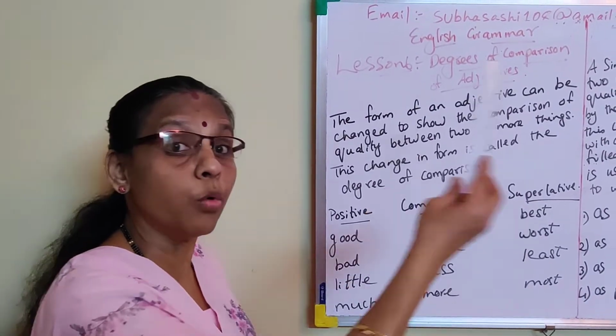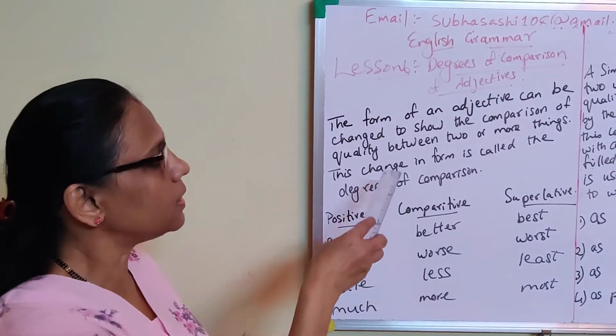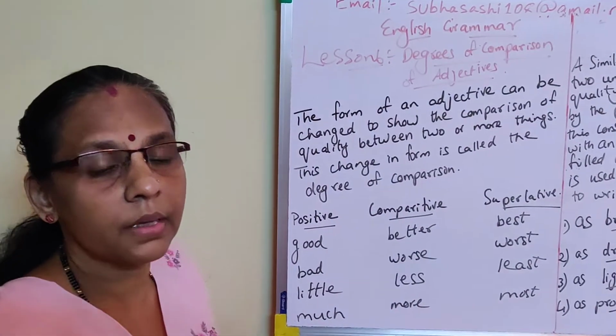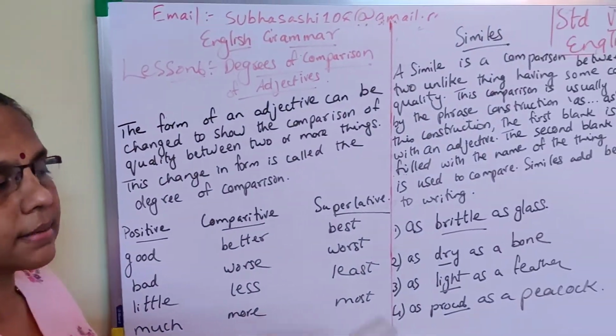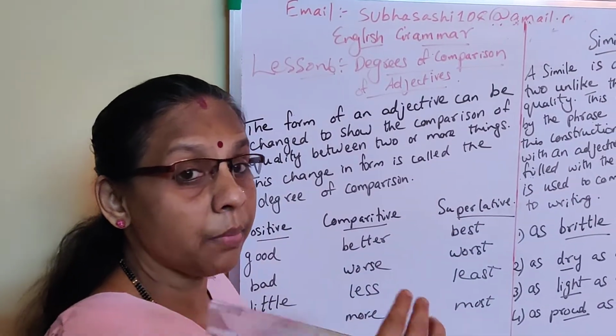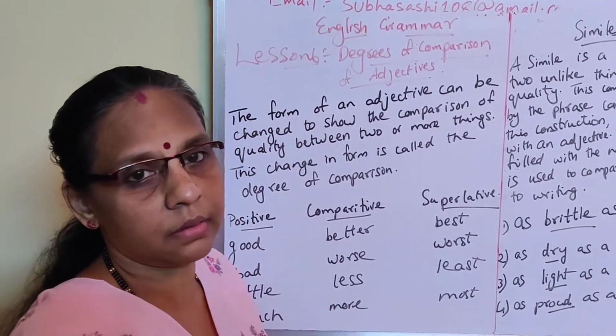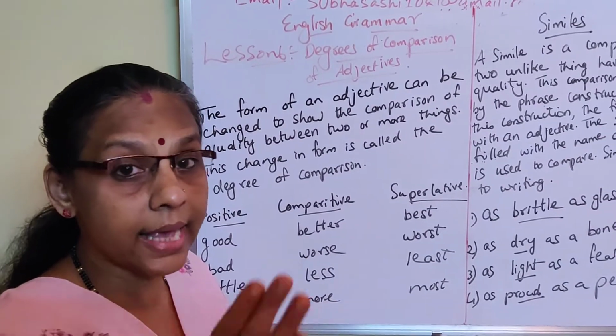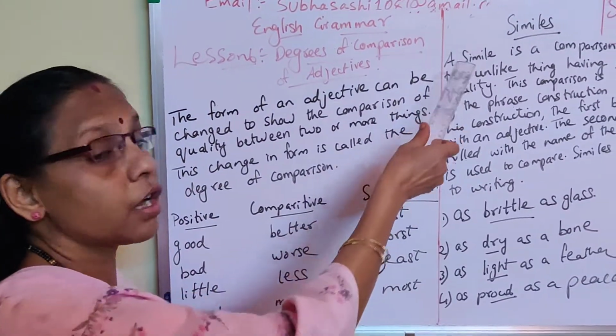Beautiful, more beautiful, most beautiful. Understood this? Now similes. In poems, a simile is a figure of speech. Always it is used to add better poetic effect. Comparison, using "as", that is simile.